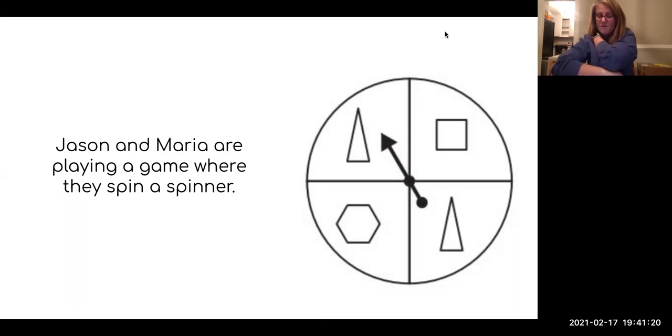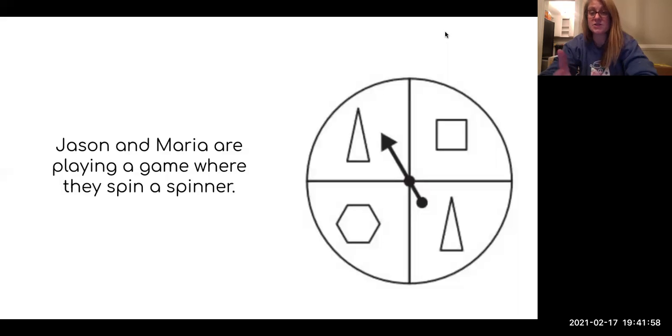So what are all of the possible outcomes of spinning the spinner? So the event is spinning the spinner, and the outcomes are what our answer or what our result could be when we spin our spinner. So our possible outcomes would be triangle, hexagon, and square. So we have 3 possible outcomes, but there's 4 sections. Why do you think that is?